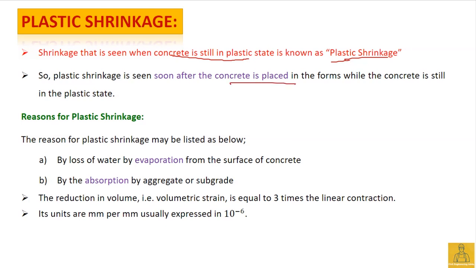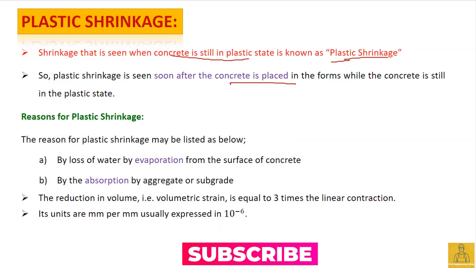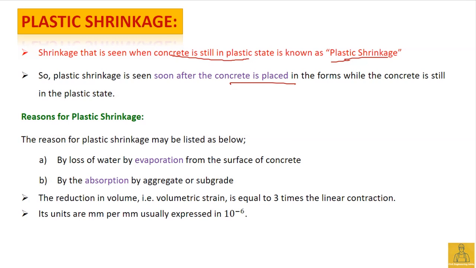When do we place the concrete? We place the concrete when it is still plastic. It still has the property of flowing, right? So that is where you see it. So what are the reasons behind this plastic shrinkage?